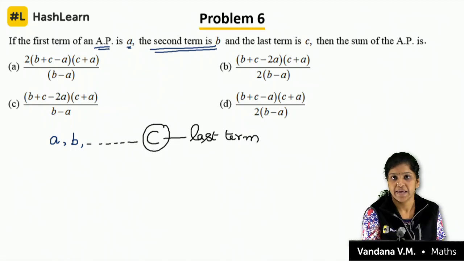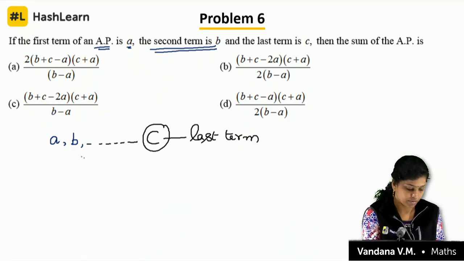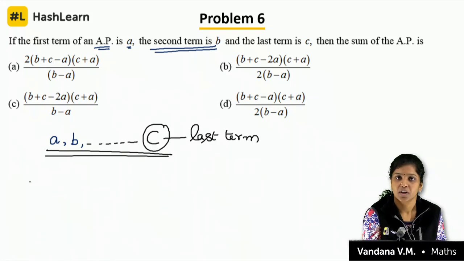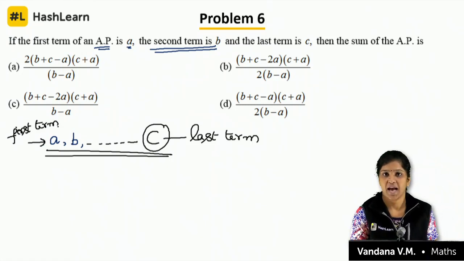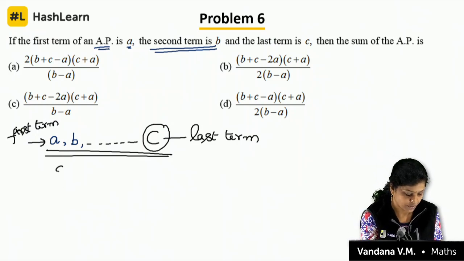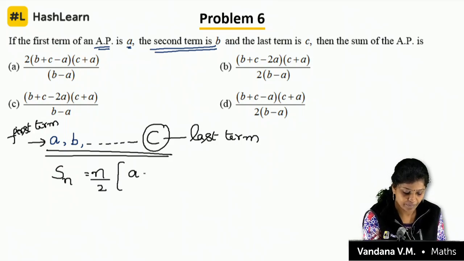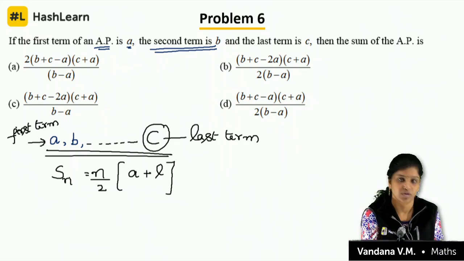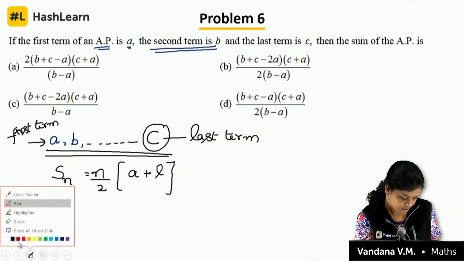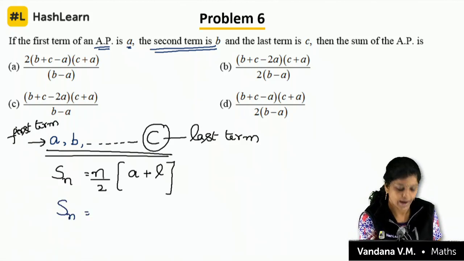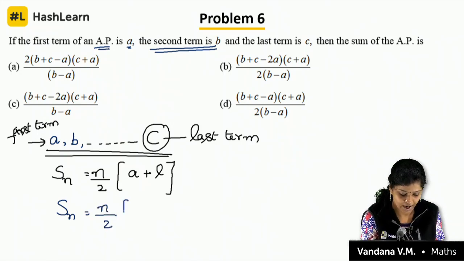Then the sum of the AP, I would like to find out the sum of all the terms. This is the first term, children. When I know the first term and the last term, this is so simple. I already told you, Sn is equal to n by 2 into first term plus last term. One more formula you can also use. Not an issue. Now see, Sn is equal to n by 2. How many terms are there? That I don't know. N by 2, I'll keep as it is.